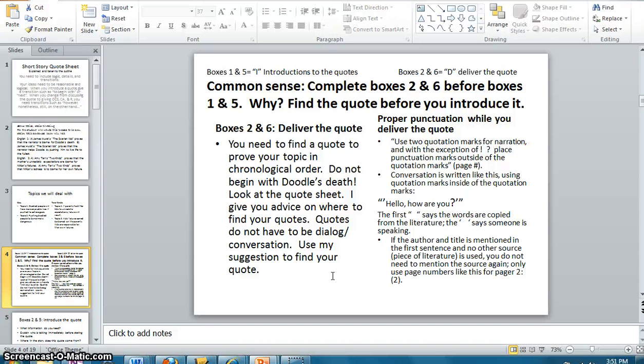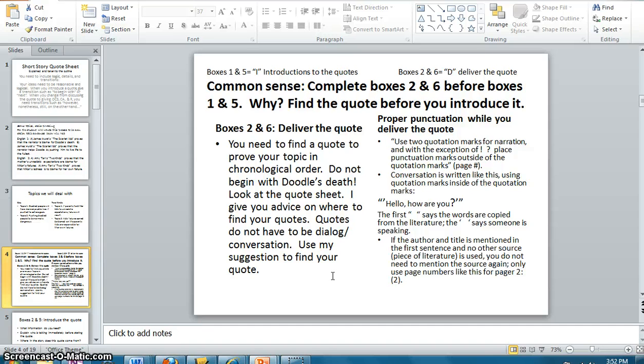So the idea, PowerPoint, you already saw that. You should have seen that. It's on my Edmodo site as well. Introduce, deliver, explain, and analyze. So let's look at your quote sheet. You should look at your quote sheet right now and see that box 1 is introduce the quote. Box 2, deliver. Well, how can you introduce a quote you haven't delivered? So just common sense. Please start with box 2 and 6. Get your first and second quotes down, then go back and introduce it.